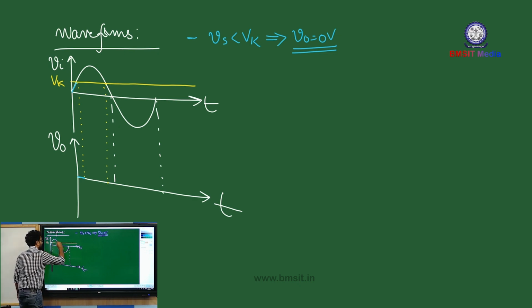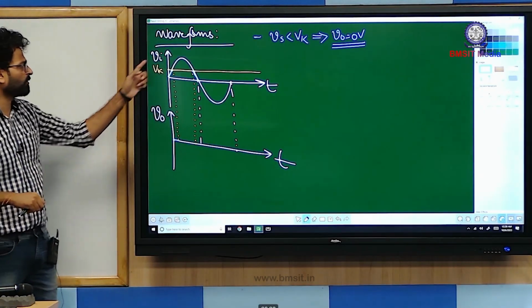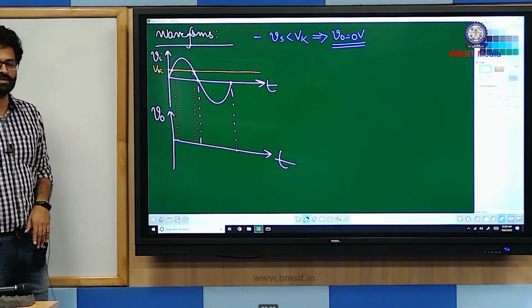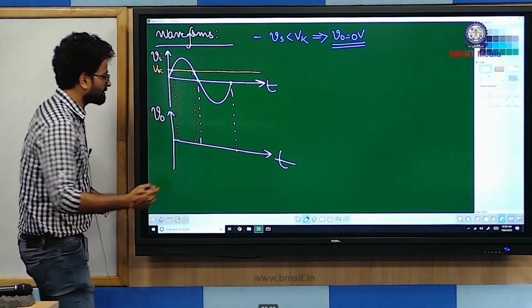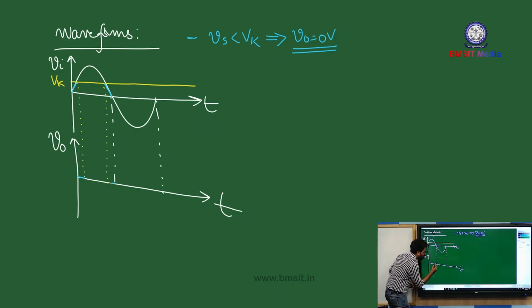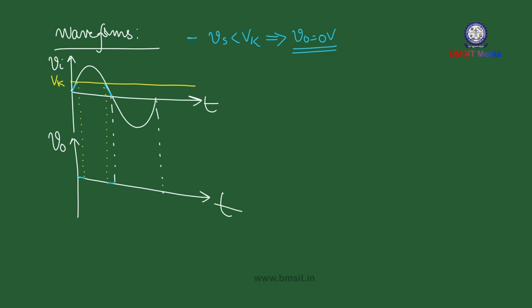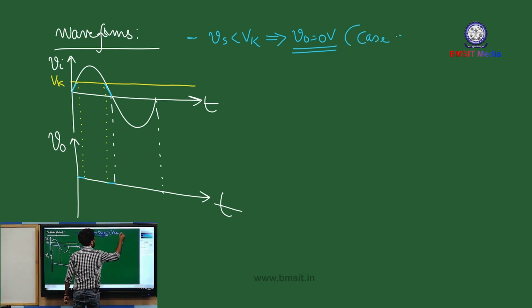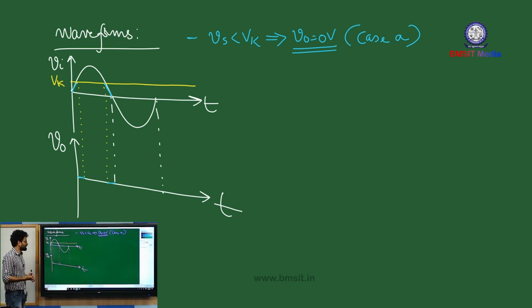Similarly, you have the same region in the downgoing side of the positive half cycle. So even in this region, your output was 0. This was your region, wherein your source voltage was less than Vk.